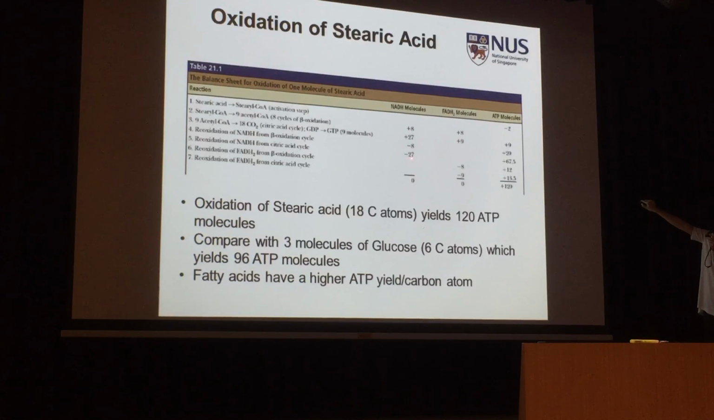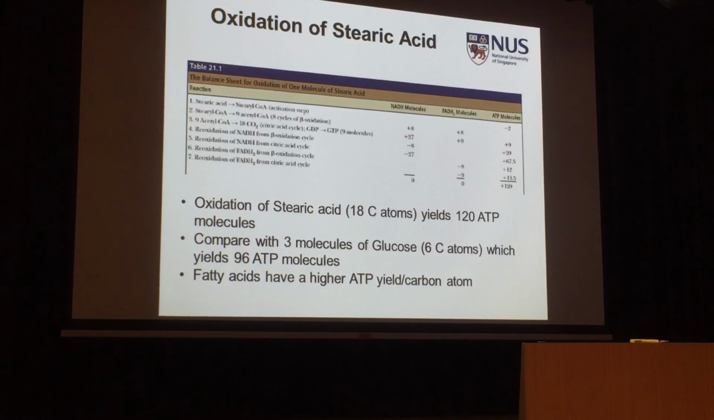So this is derived from here. Just move it down to regenerate it. See, the regeneration of NADH. That's why net is 0, because it's regenerated. Same thing for FAD, you regenerate FAD. Minus 8, minus 9. So 8 times 1.5 will give you 12. 9 times 1.5 will give you 13.5. Add all up together, it will give you 120 ATP molecules for stearic acid.